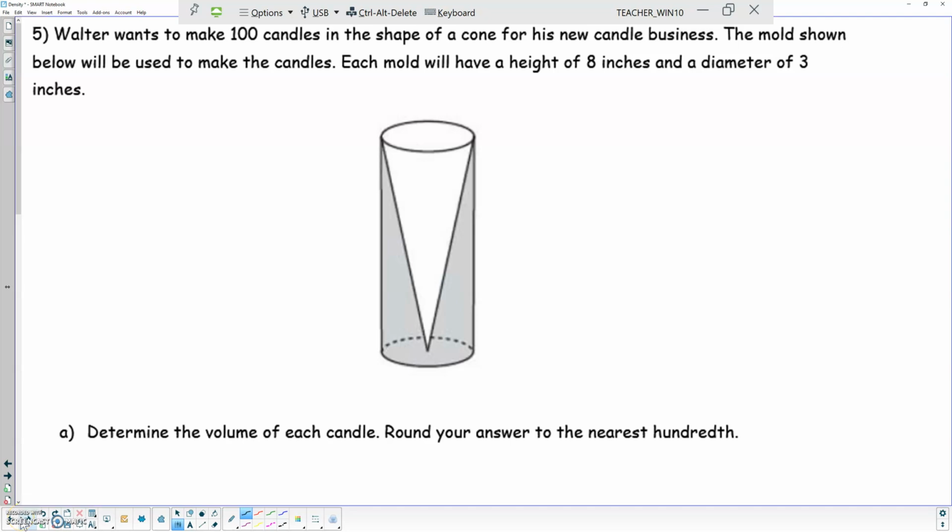Hey everyone, so in this video we're going to go over the two word problems that are at the end of that density packet. Alright, so first I'm looking at number 5.